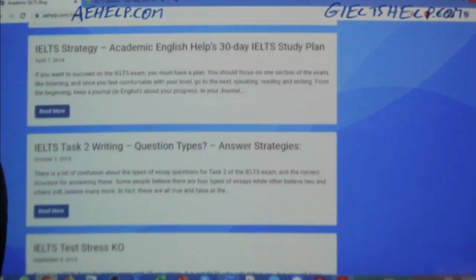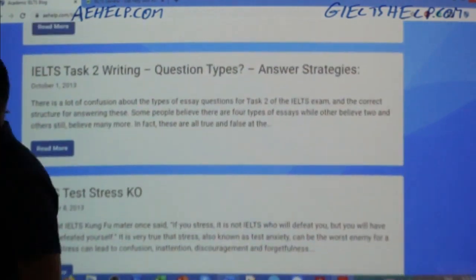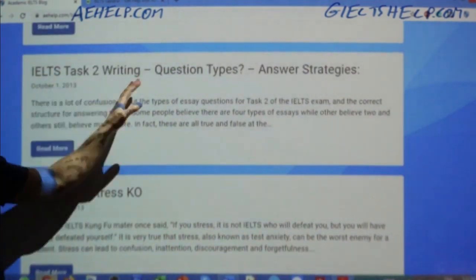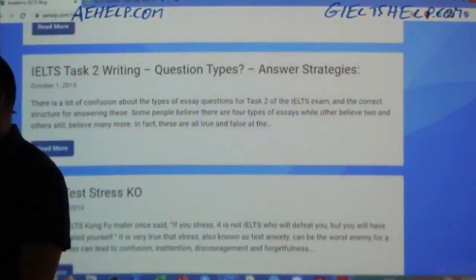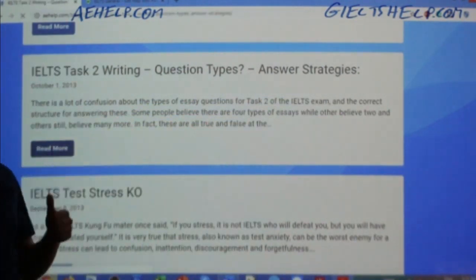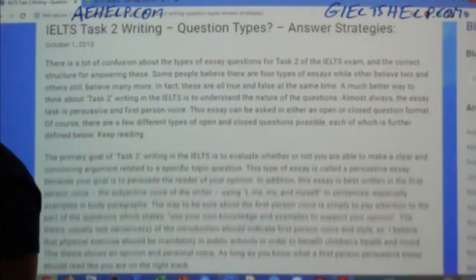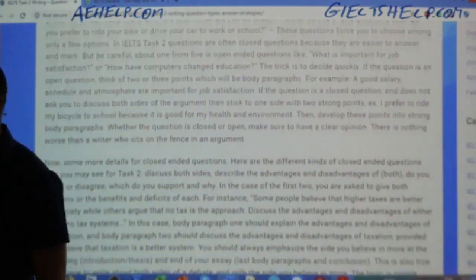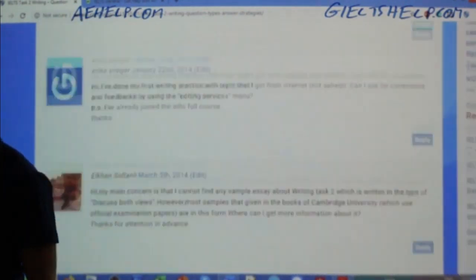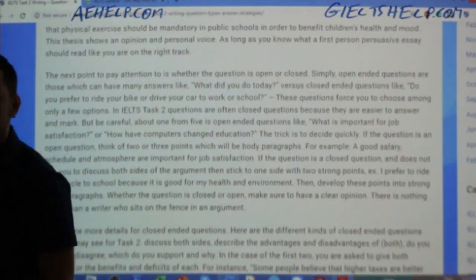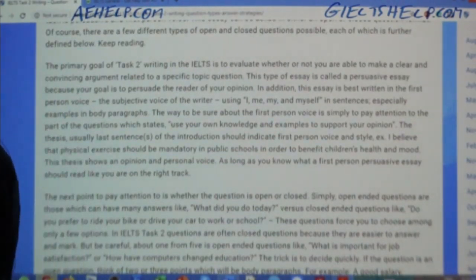And yeah, this one here, search for this one in your student account. So IELTS Task 2 Writing, Question Types, Answer Strategies. So open that up with Read More, and then you will see a nice long article that answers your question. And you'll see lots of students commenting on it as well. Okay, so check that out. That will give you a really clear idea of that.